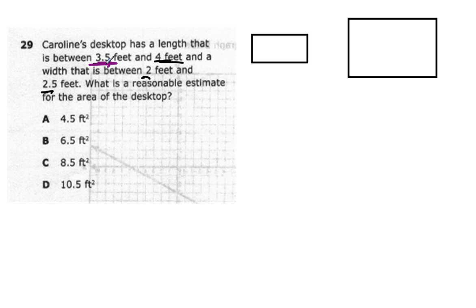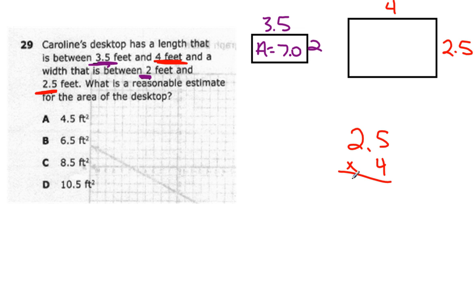So the smallest desk will be 3.5 feet long and 2 feet wide. So we can put that here, 3.5 by 2. And then she has the biggest desk she can have, which is 4 feet by 2.5 feet. And then we just find what is the area of both of these. So what's 3.5 times 2? That's just 7, or 7.0. And then 4 times 2.5, well, if you don't know that, that's not as good as it could be, but whatever. This is, surprise, just 10.